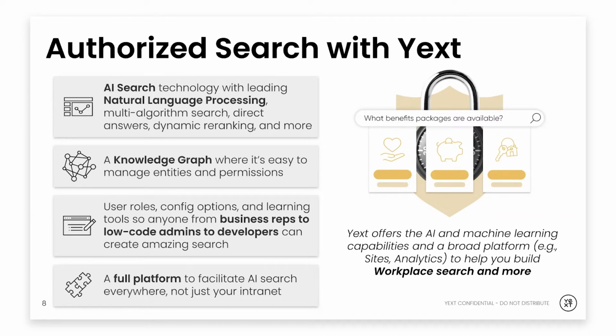And then finally, there's a full platform to facilitate AI search everywhere, not just on your intranet. Once you have your knowledge graph going, you've started bringing together your data, there's lots of different use cases where you could take advantage of that beyond workplace search. Yext has the tools to help you build search, not just in your intranet, but maybe on your website, or maybe power some listings across the web. And that one-stop shop can be a really big tool for your team.